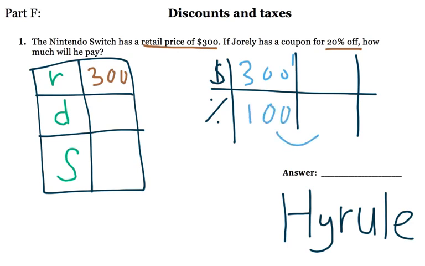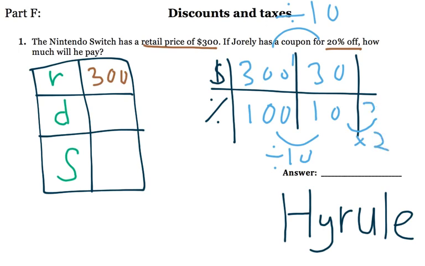And then we can just divide by 10 to get to 10, and then divide 300 by 10 to get to 30. And then finally, we can multiply by 2 to get up to 20. And when we multiply by 2 up here, we'll get an answer of 60. So we can write 60 over here, subtract that from the retail price, and we will get the final sales price of $240.